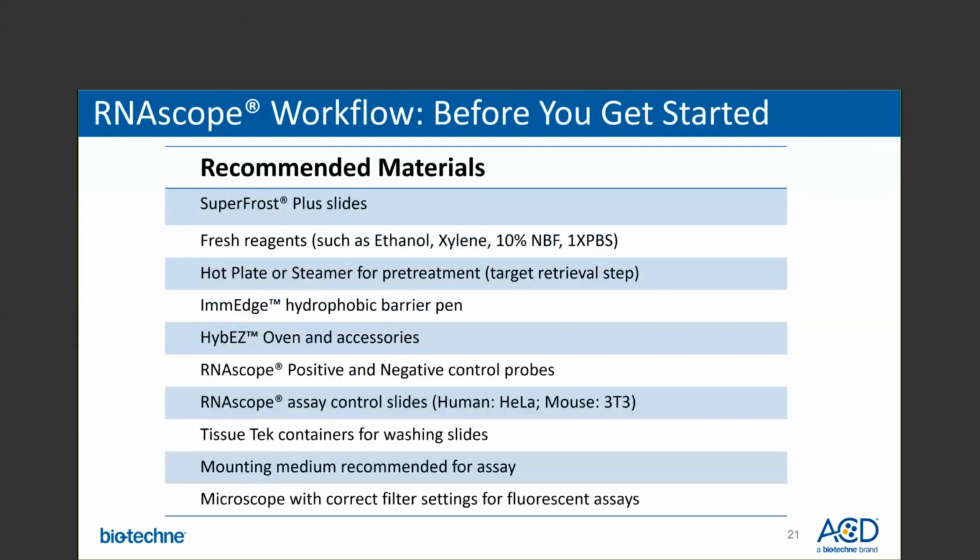The assay checklist will have a list of recommended materials that are specific to your assay. However, all of the assays will generally require Superfrost Plus slides, fresh reagents, an appropriate method for target retrieval, an ImmEdge hydrophobic barrier pen, our Hybridization oven, control probes, control slides, Tissue-Tek containers, appropriate mounting media for your assay, and lastly, the correct microscope and filter settings for your assay type.